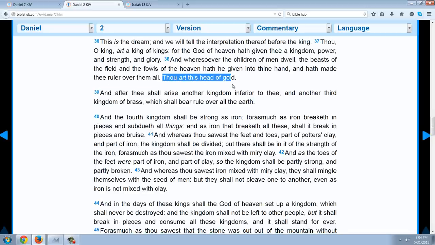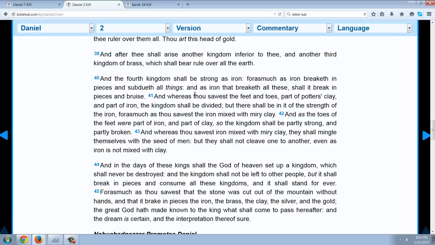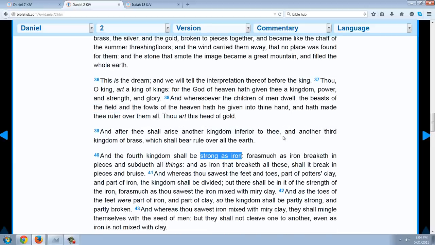"Thou art this head of gold." So Babylon is the head of gold. "After thee shall arise another kingdom inferior to thee, and another third kingdom of brass, which shall bear rule over all the earth. And the fourth kingdom shall be strong as iron." Now we know from history what these kingdoms were. These were the kingdoms up unto the advent of Christ.